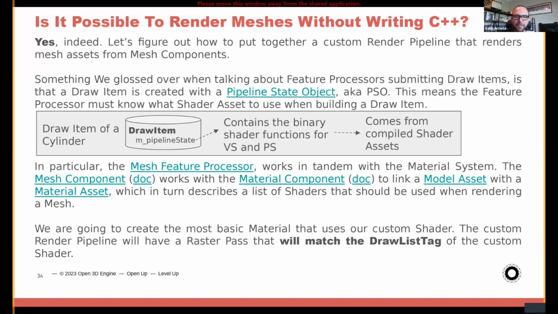So we're going to piggyback on the mesh feature processor. And we know that the mesh feature processor works in tandem with the material system. What is going to happen is that we have to create a material that defines the one shader that we're supposed to use when this material is applied to a particular mesh.